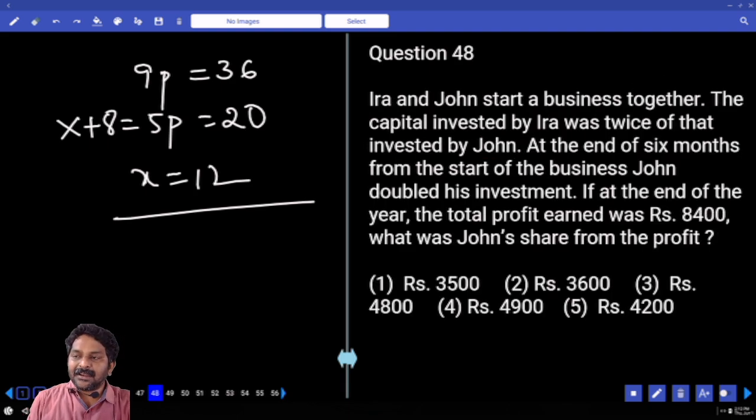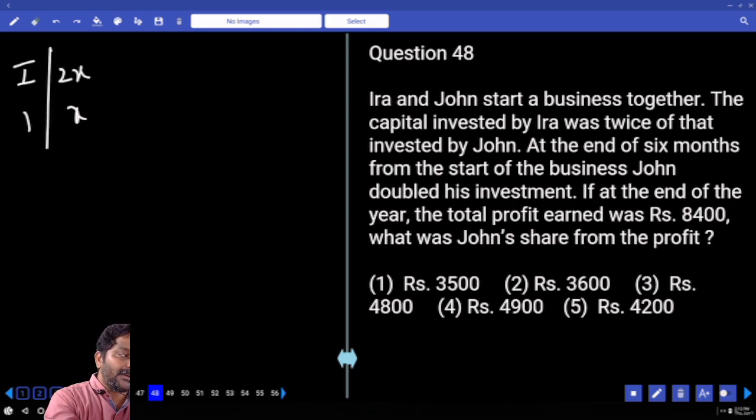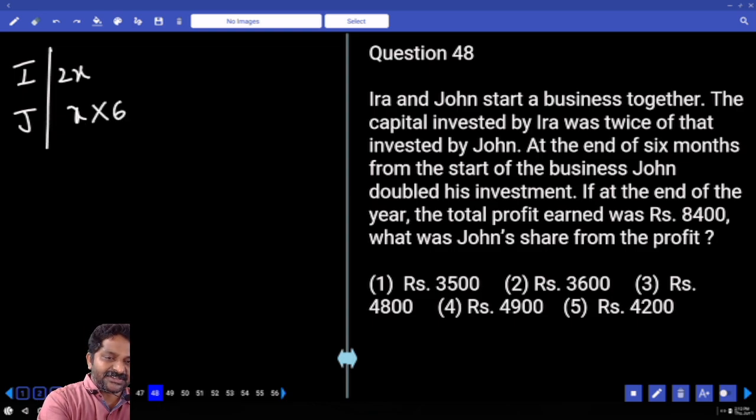Ira and John started a business together. The capital invested by Ira was twice that invested by John. So, twice that of John. If John invested x rupees, Ira is going to invest 2x. Correct? Ira and then John. At the end of 6 months from the start of the business, John doubled his investment. So, the initial investment is there for 6 months. After that, it got doubled, becomes 2x.